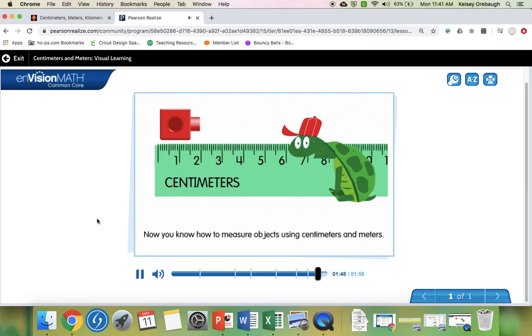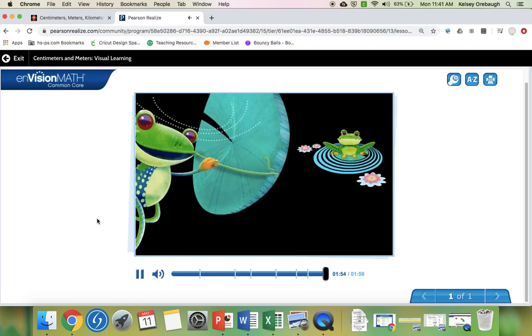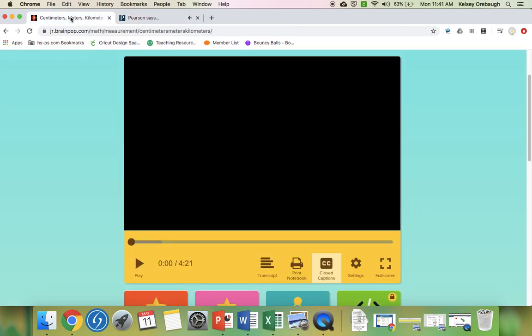Now you know how to measure objects using centimeters and meters. Okay, let's see what Annie and Moby are up to in this video for centimeters, meters, and kilometers, which we are not going to go into today. We're just going to focus on our centimeters and meters, remembering that there are 100 centimeters in 1 meter.